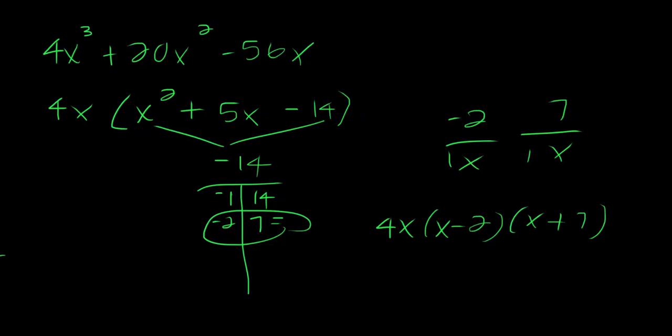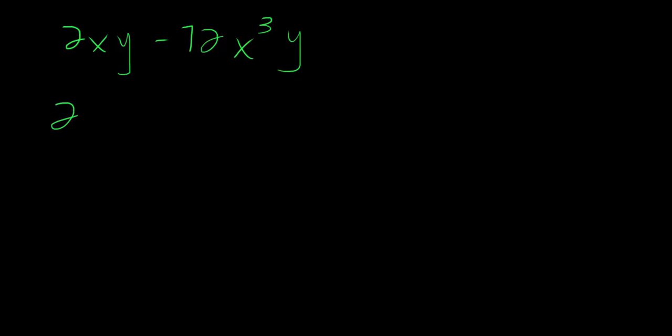In our last example, let's see if there's some room. There we go. We have 2xy minus 72x cubed y. And I looked to see if there's a GCF, and I can see that they're both even numbers, so I know they have a GCF of 2, and in x, the lowest power of x is the first power. When I do this, I'm left with, ooh, they also have a y in common. Look at that. I'm left with 1 minus 36x squared.